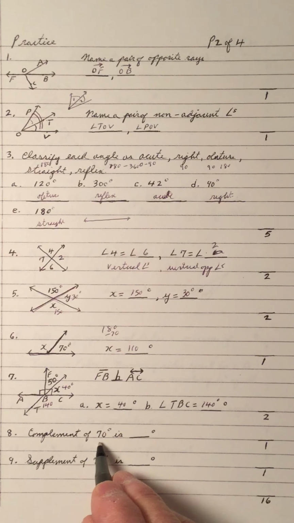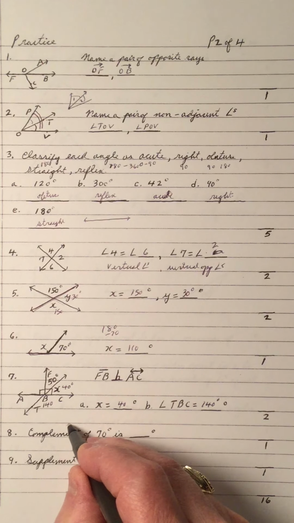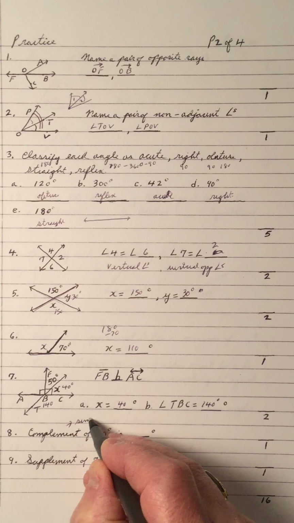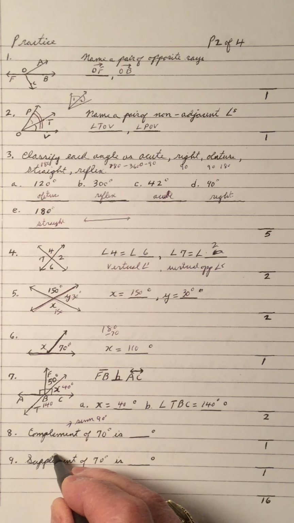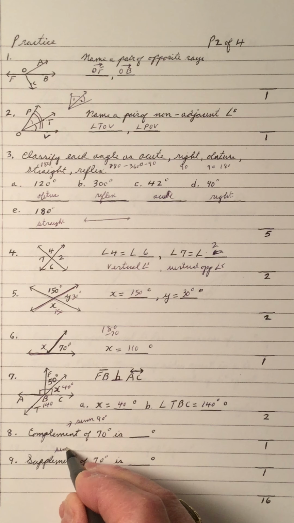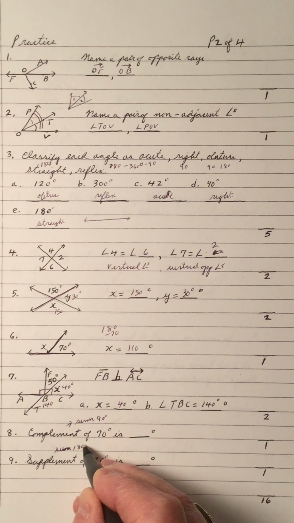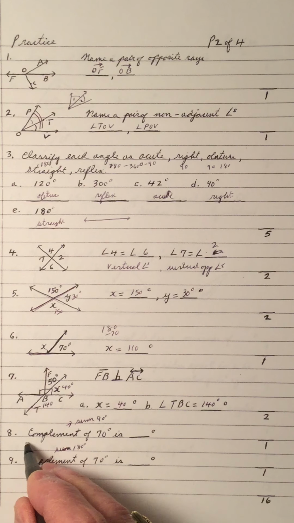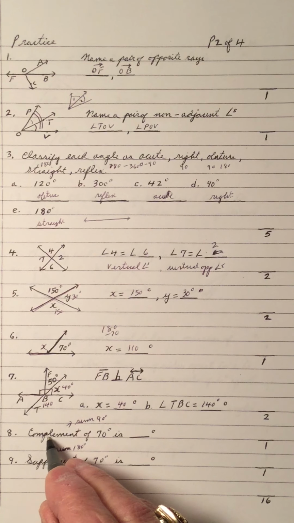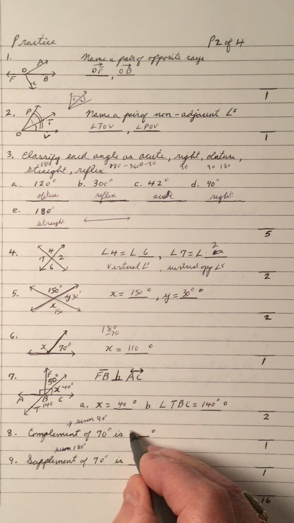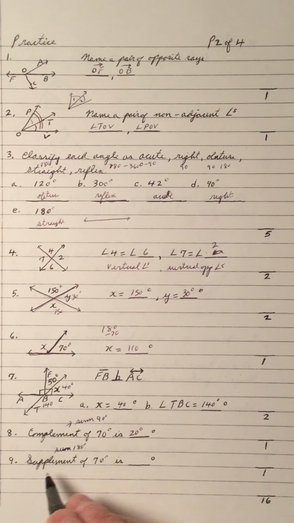The complement of 7 degrees, complement means they have a sum of 90 degrees. Supplementary down here, they have a sum of 180 degrees. Notice the C is before the S, 90 is before 180. So complementary adds up to 90. So 70 and 20 adds up to 90.